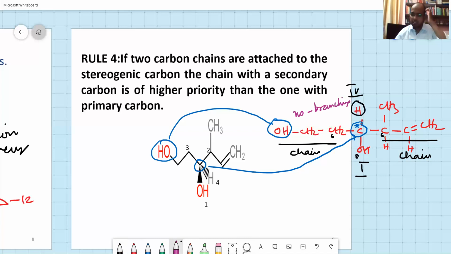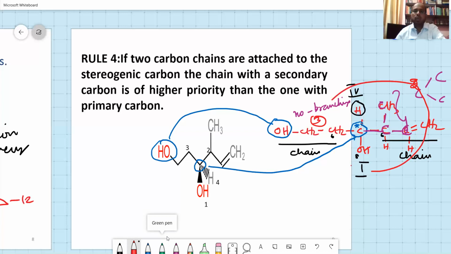Here you have a branching. How? This carbon atom is attached to this carbon atom. This is one carbon atom, and it is attached to another carbon atom, and it is attached to another carbon atom. So, CC. So it says that it should get the next priority 3. And the last one is given there. This will be priority 2 and this will be 3. So you go like this, 1, 2, and 3.